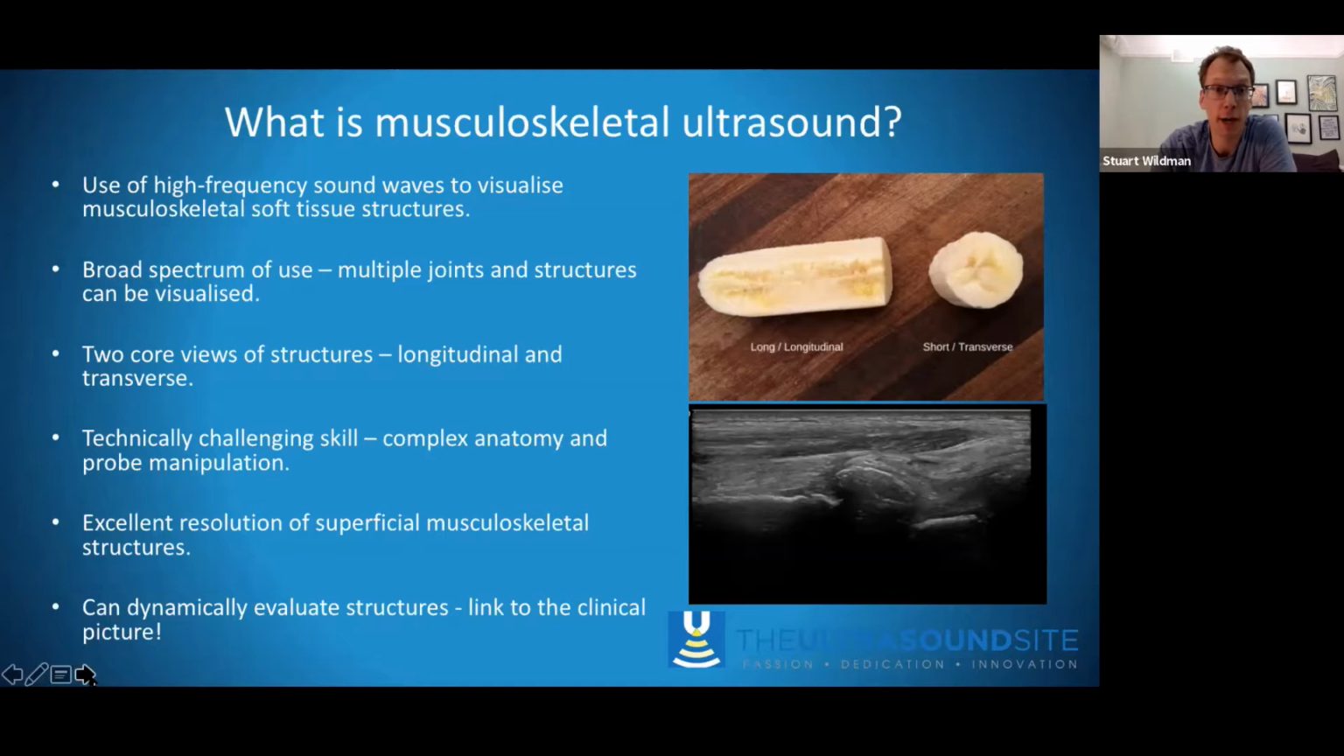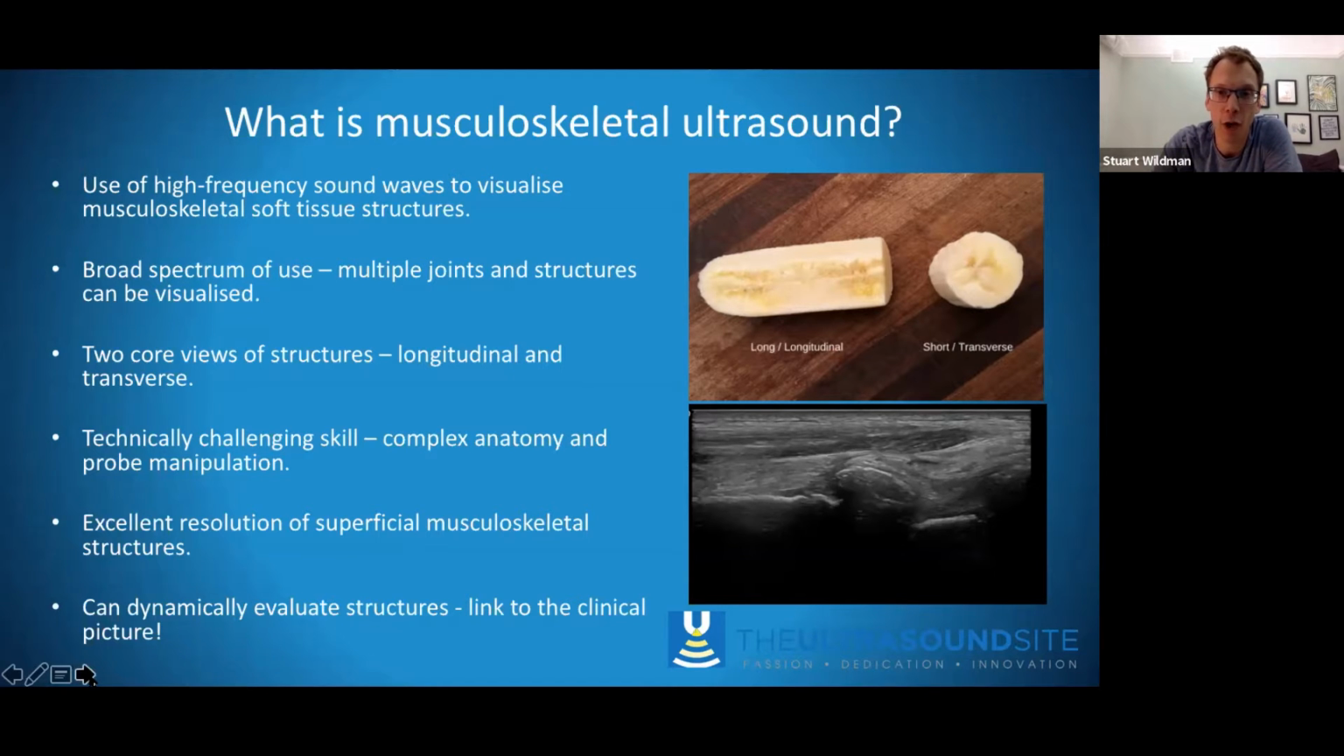It's used for a broad spectrum of things. Multiple joints and structures can be visualized, and we'll touch on that today. And that's one of the main reasons for us, hopefully, to talk you through this. Two core views. So I've chopped up a banana in the top right-hand image there to try and help you guys understand that a bit more.